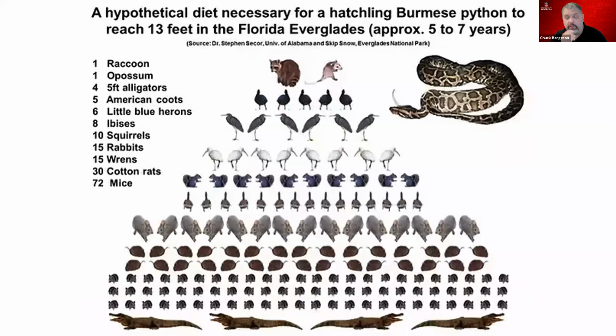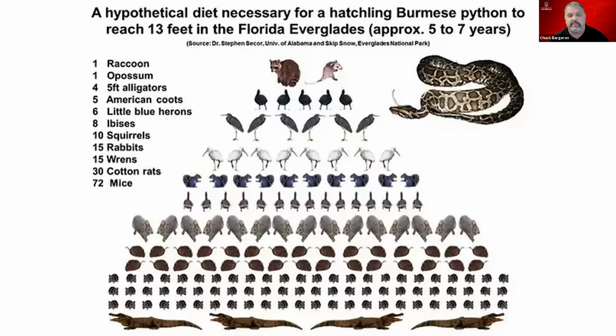What we're starting to see in the Everglades and in South Florida is a huge decrease in the native mammal populations. And that's due to the fact that for these snakes to grow as large as a 5 to 7 year old snake that's 13 foot long, this would be the hypothetical diet of what that snake would have to eat in order to get to be that size.